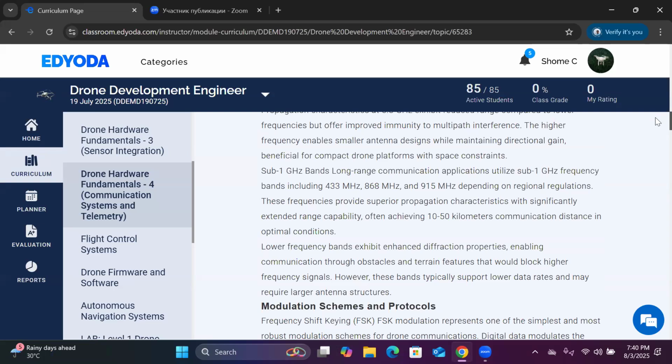So if we go for the lower frequency bands, we are not talking about the gigahertz frequency bands now. We are going in the UHF band where the frequency is in megahertz. So if we go for the UHF band, that exhibits the enhanced diffraction properties. So in diffraction, we basically have two types of diffraction. One is the Fresnel diffraction and the other is the Fraunhofer diffraction.